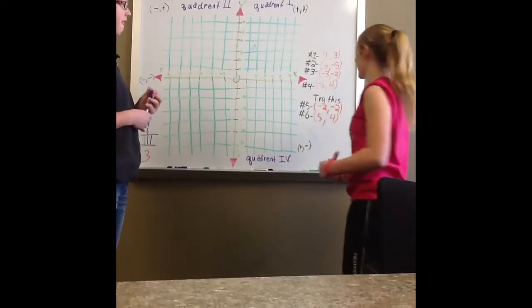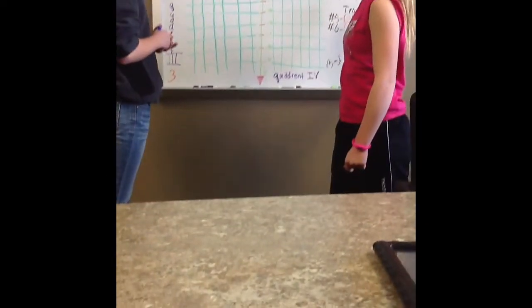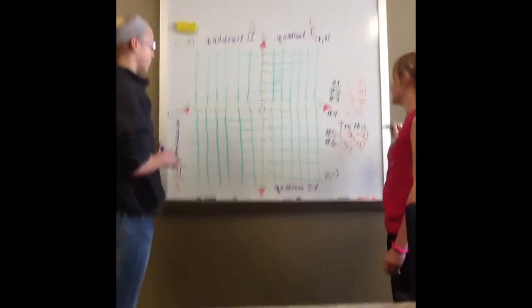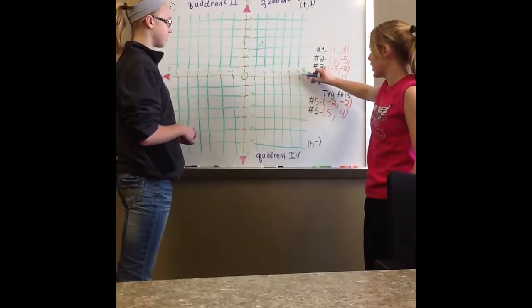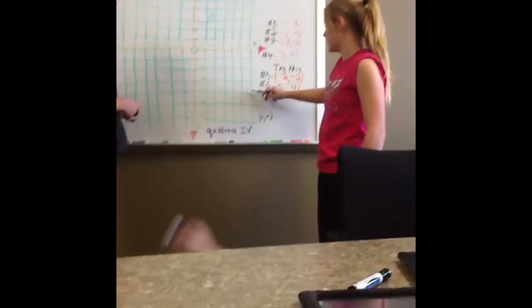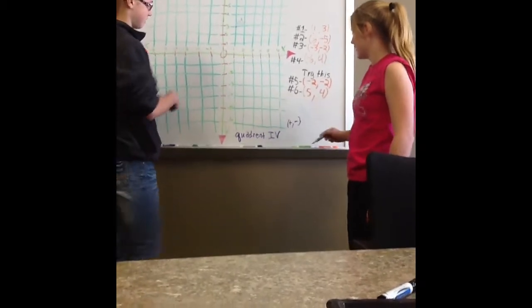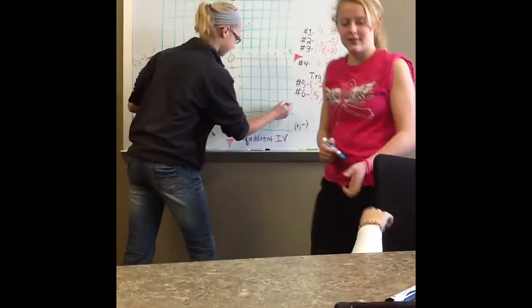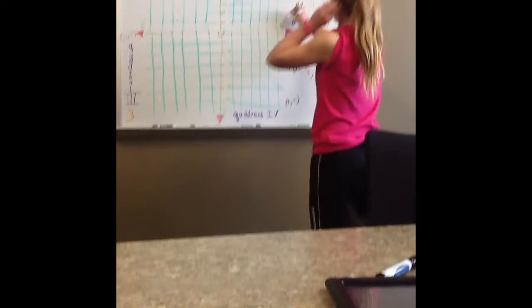Make sense? Okay, good. Number 2 is 6, so it's on the X, and then negative 5. So you start on the positive 6. That would be in quadrant 4. So this is going to be in quadrant 4, and then you go down to the negative 5. And that's positive, negative. And now we're done with that one.